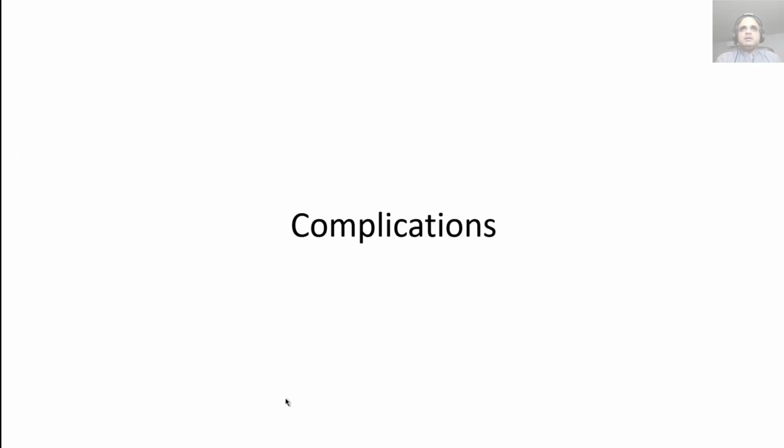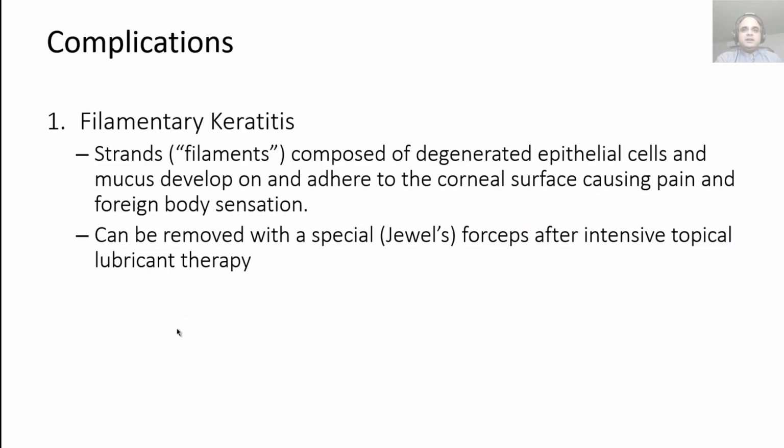What are the complications of dry eyes? Complications of dry eyes can be sight threatening. You have filamentary keratitis, and what happens is that constant blinking over a very dried cornea causes degeneration of epithelial cells anyway because of deprived nutrition, and the mucus that's being produced as a form of tear film sticks to those degenerated epithelial cells, and they form little strands on the corneal surface, which is called filamentary keratitis.